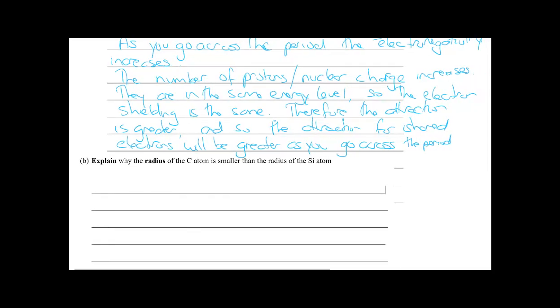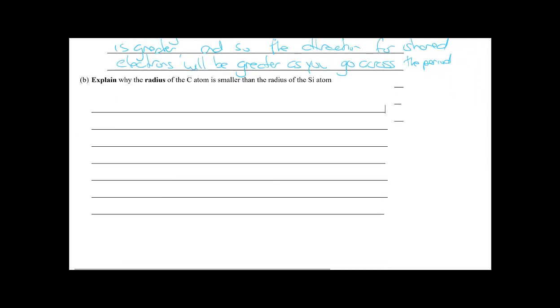Now, carrying on from that is just another trend question. So carbon and silicon. So carbon is in one group and silicon is in the group lower down. So this is a going down the group kind of question. So you'll need to be talking about that. So as you go down the group, from carbon to silicon, the radius increases.